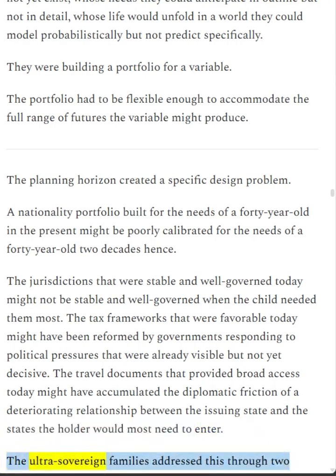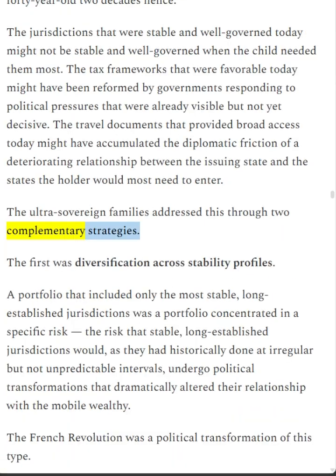The ultra-sovereign families addressed this through 2 complementary strategies. The first was diversification across stability profiles. A portfolio that included only the most stable, long-established jurisdictions was a portfolio concentrated in a specific risk, the risk that stable, long-established jurisdictions would, as they had historically done at irregular but not unpredictable intervals, undergo political transformations that dramatically altered their relationship with the mobile wealthy.